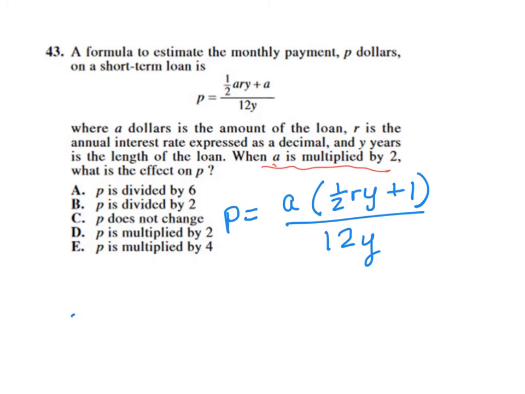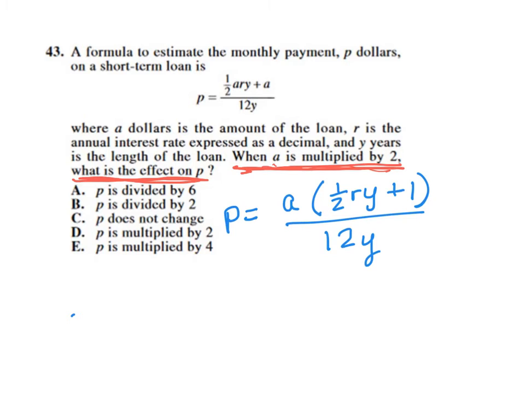Number 43, we're given a formula. And it tells what all the different variables stand for. But the main question starts down here. It says when A in the formula is multiplied by 2, what is the effect on P?